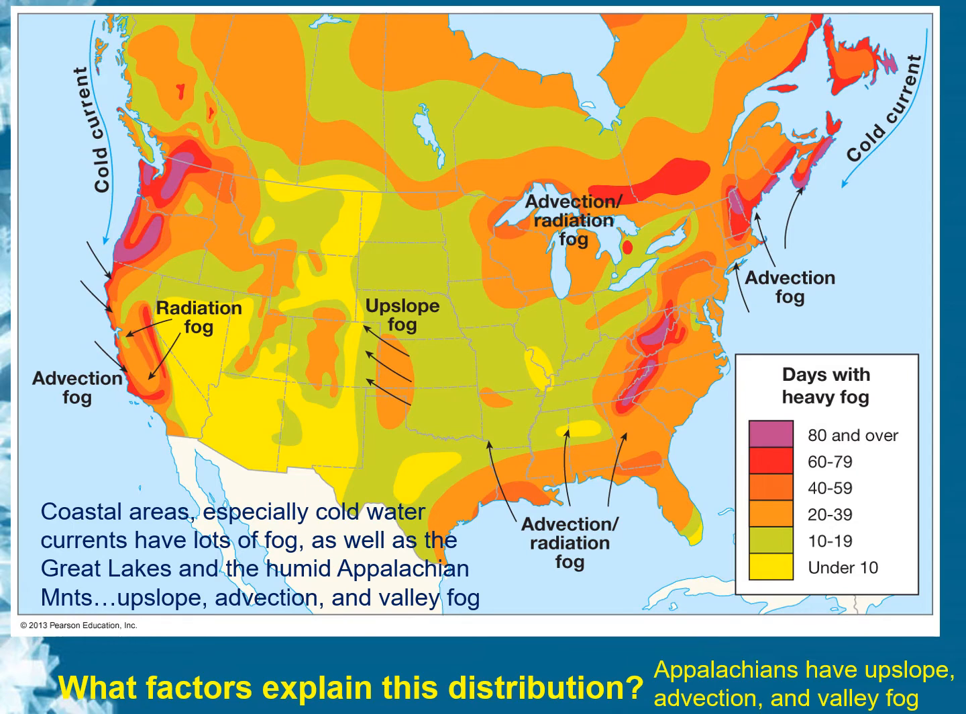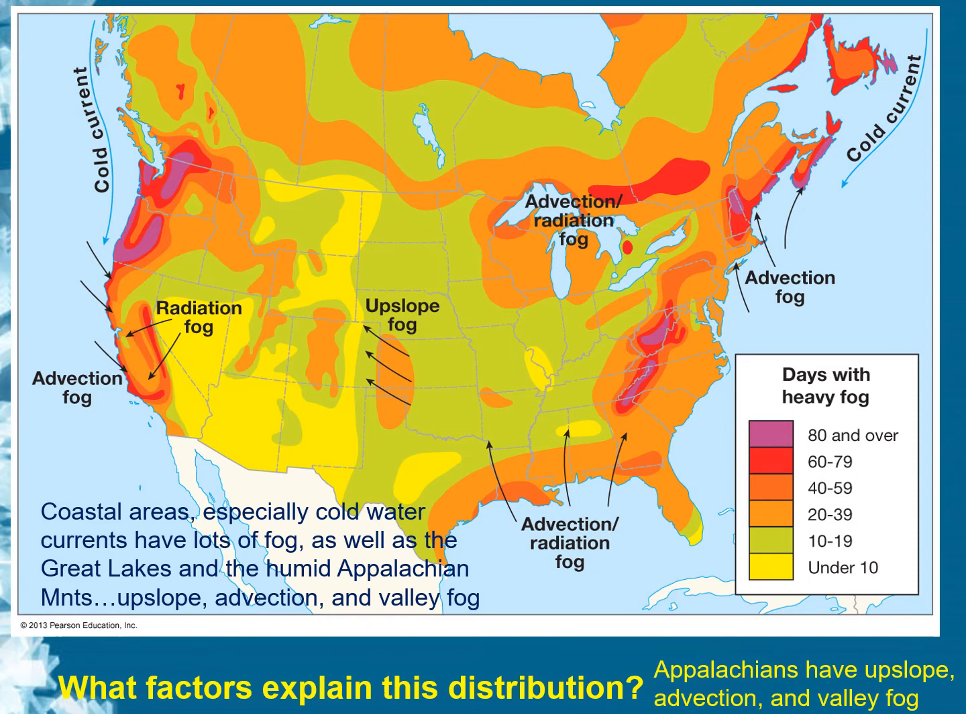The Great Lakes have a lot of advection fog and radiation fog. The Appalachian Mountains are going to have upslope fog, valley fog, which is a type of radiation fog. Of course, they'll have radiation fog as well. Anywhere that cools can have radiation fog. You see some advection fog and radiation fog from the Gulf of Mexico moving into the United States.